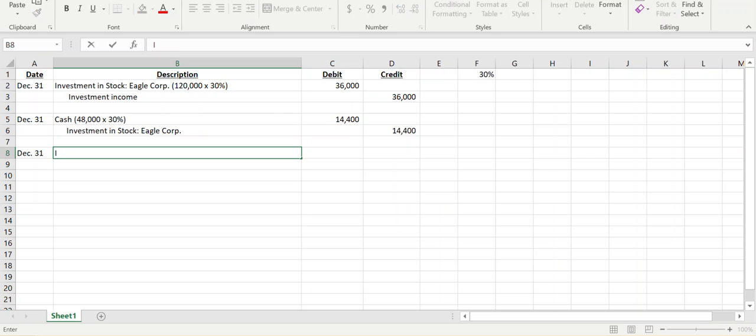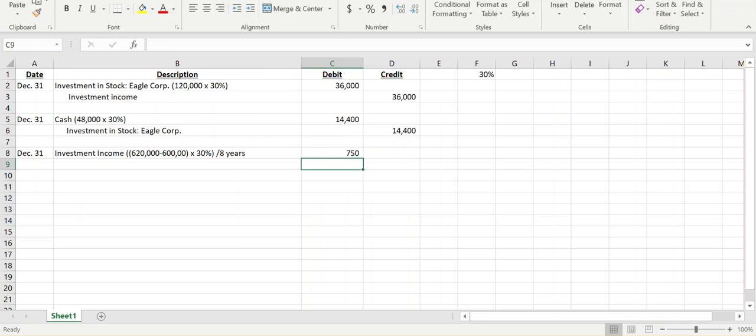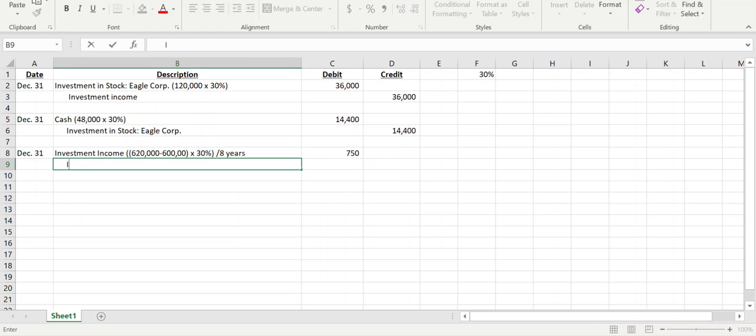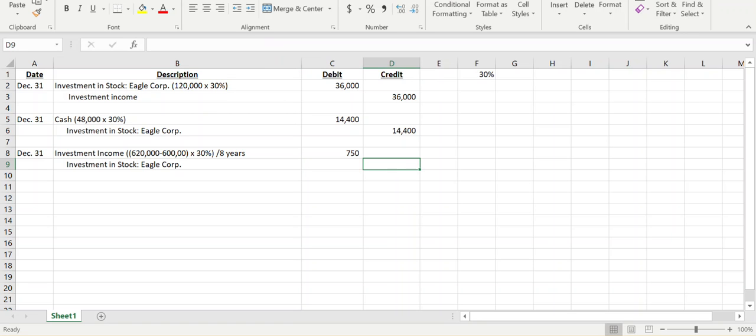What happens here is we reduce what we call investment income. Again, the $620,000 fair value minus the $600,000 book value, times the 30% share that we own, divided by the 8 years remaining, gives us $750 in investment income that we're reducing. And our investment in stock for Eagle Corporation is also going to go down by $750.